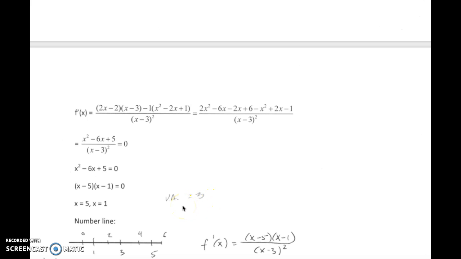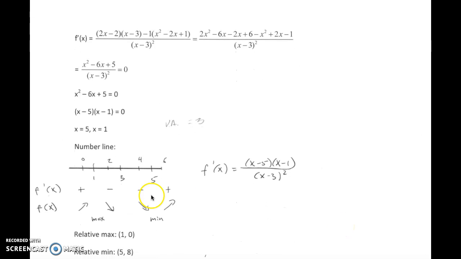So as we're testing, we have to also include values around 3, we have to test all of those things. So on our number line here, we have 3 different values we're testing. We have our 2 critical values as well as our vertical asymptote. So we have a whole bunch of different intervals here to check.